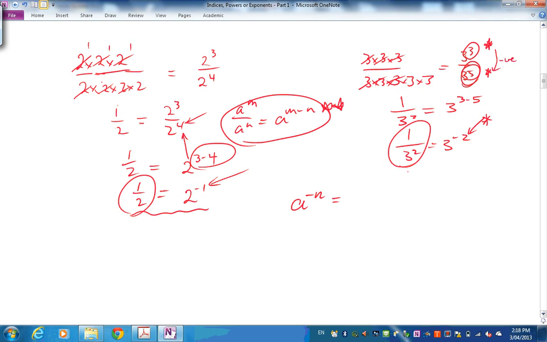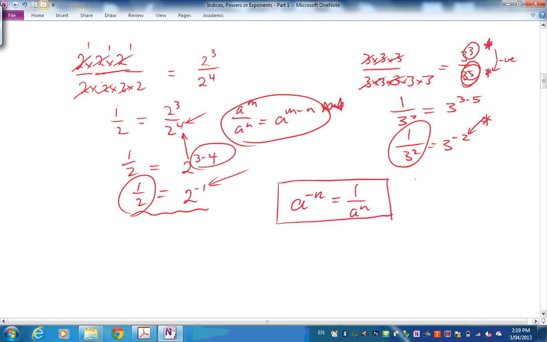So a to the neg n, would you like to make a conjecture? Pause the presentation and see what you think. In general land, in conjecture land, just using a and n, not particular examples, what do you reckon? Okay, it means 1 on a to the n, doesn't it? The negative number indicates there were more n's in the bottom line, and therefore a negative power means 1 over.